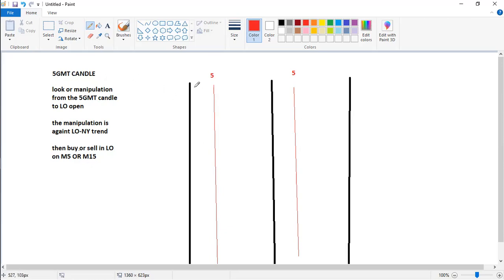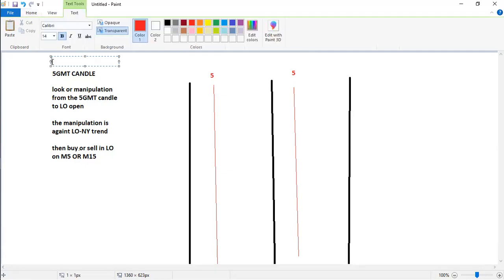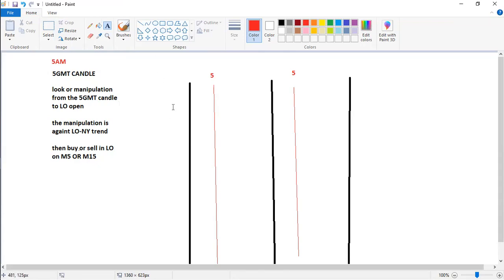So normally when you mark it, for example, it's the 5 GMT, 5 a.m., sorry, not 5 p.m., 5 a.m. Yeah, let me write it here. 5 a.m. GMT candle. So once you mark it, as you can see here, you look for manipulation from this 5 GMT candle until London Open. And normally this manipulation will be against the London to New York trend. And then you can buy or sell in the London Open or Q-Zone on M5 or M15.